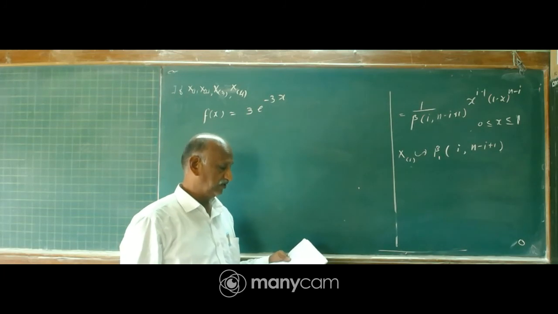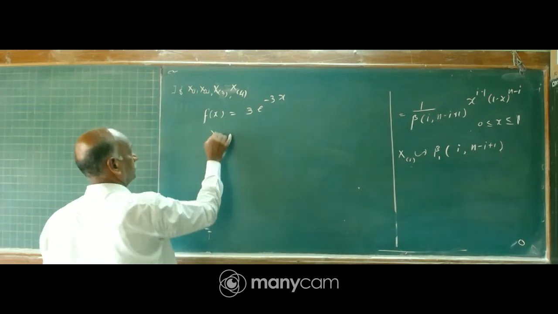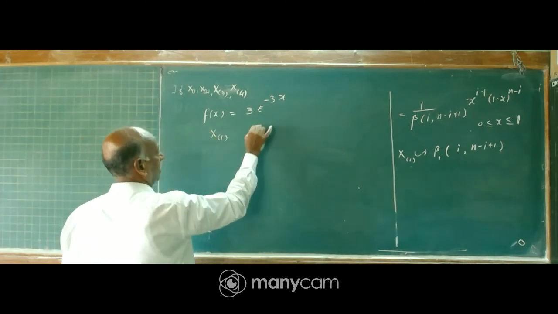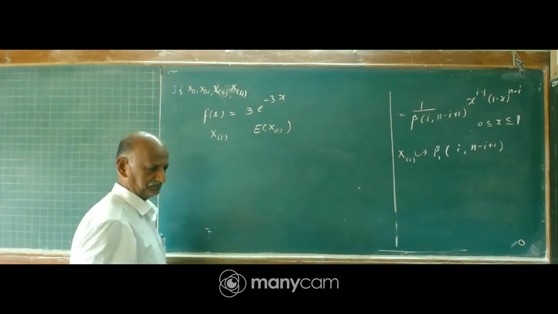That is, f(x) is equal to 3 e raised to minus 3x. We have to obtain the probability density function of X order 1, and the expected value of X order 1.